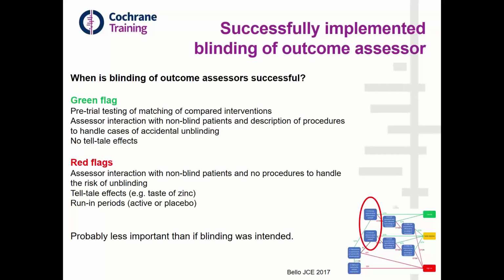However, a green flag would be that if pre-trial testing of matching of compared interventions have been reported, that is good. If there is an interaction between an assessor, a blinded assessor, and non-blind patients, and there is a description of procedures to handle cases of accidental unblinding, that is good. And obviously, if there are no telltale effects of the intervention, that is also good.